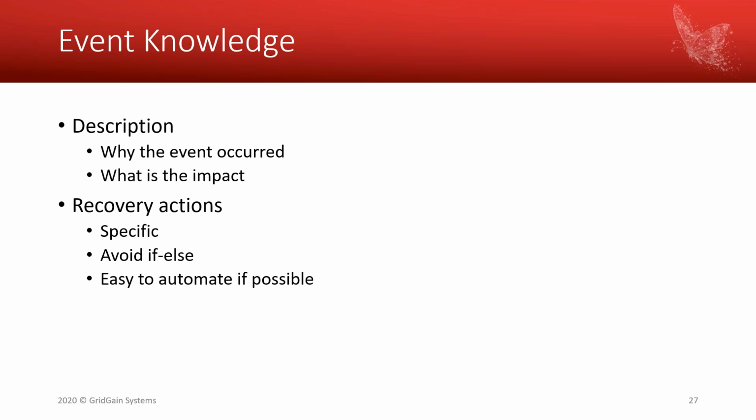For every event, you have to share knowledge of what to do with it. DevOps know nothing about your application. It is you, as a developer, who knows what to do with your event. So each event has a description explaining why the event occurred and what the impact of that event is. And specify recovery actions. They should be specific, avoid any if-else in those recovery actions, and consider specifying recovery actions that could be automated using some command line tool, or maybe a REST API, or maybe something else.